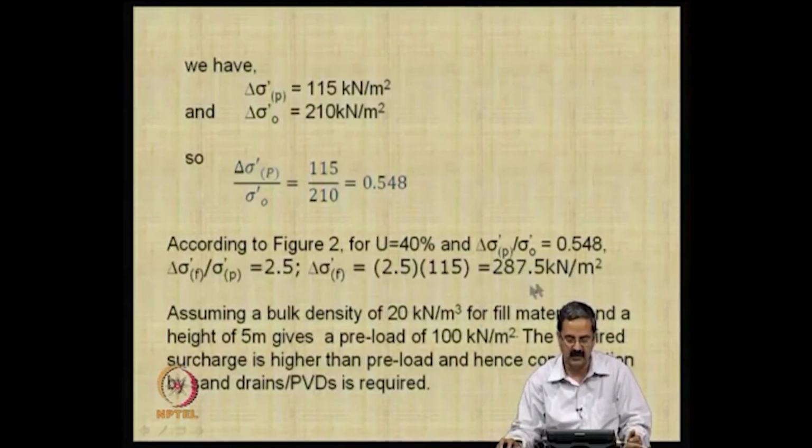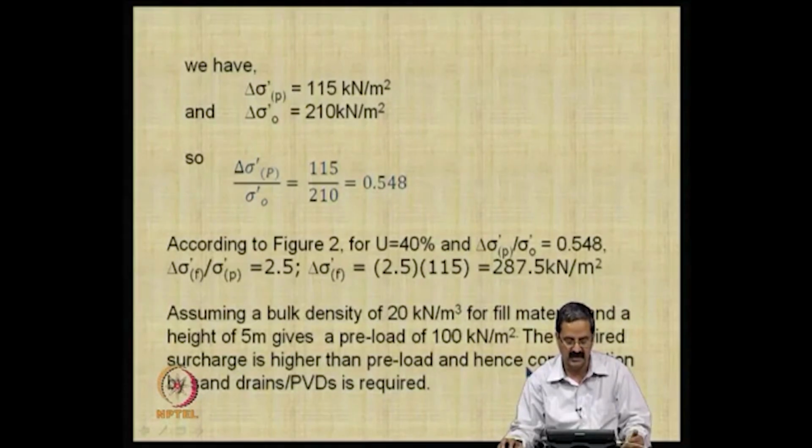So, how much load I have to apply, one can calculate, and in this example it is 287 kilonewton per meter square, which is a big number. And how do you do that? As I showed you a couple of slides last time, you can put sandbags or any material. Assume a bulk density of 20 kilonewton per meter cube and 5 meter height. If you stack everything, it gives a preload of about 100 kilonewton per meter square, and the required surcharge is very high.